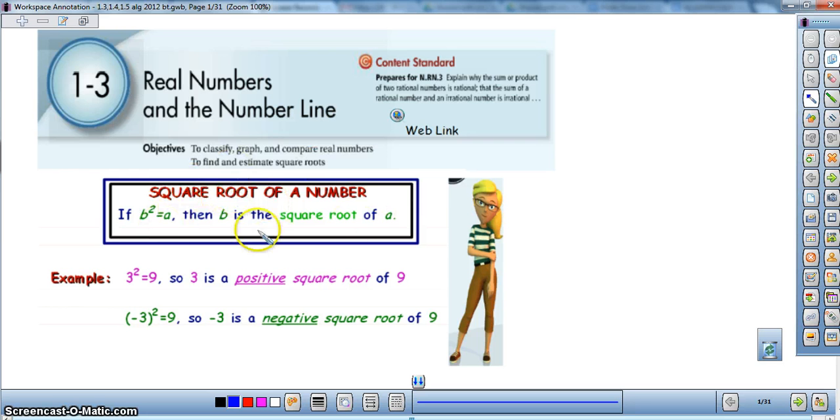Here you can see our definitions of square root. B squared equals A, so B is the square root of A. I'll give you a couple of examples. 3 squared equals 9, so 3 is the positive root of 9. Negative 3 squared is also 9, so negative 3 is the negative square root of 9.